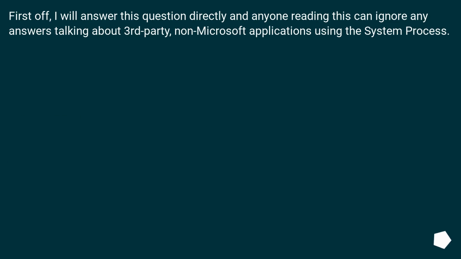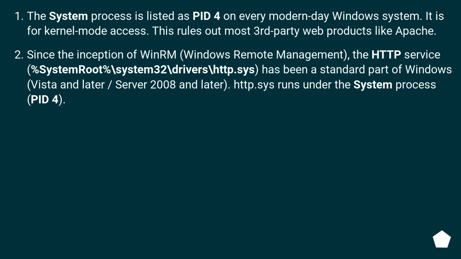First off, I will answer this question directly, and anyone reading this can ignore any answers talking about third-party, non-Microsoft applications using the system process. The system process is listed as PID 4 on every modern-day Windows system. It is for kernel mode access. This rules out most third-party web products like Apache.